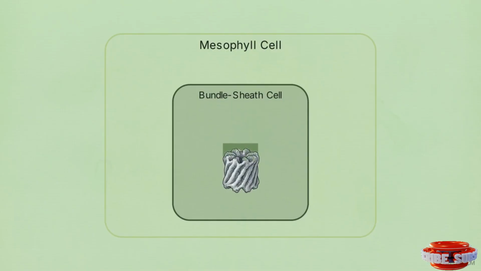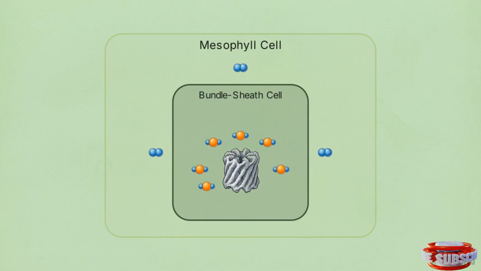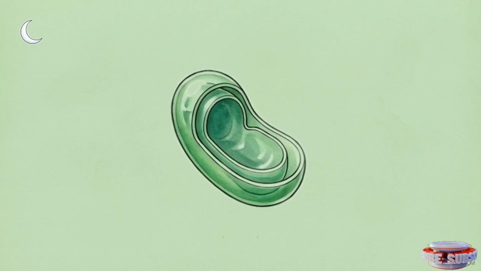C4 plants evolved a spatial solution. They capture carbon in outer mesophyll cells and pump it into specialized bundle sheath cells. This concentrates CO2 around Rubisco and minimizes its contact with oxygen.